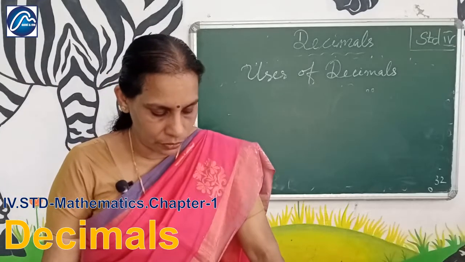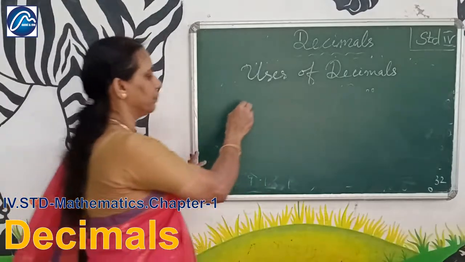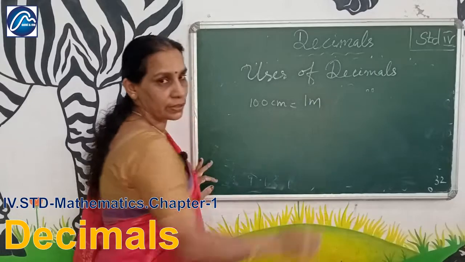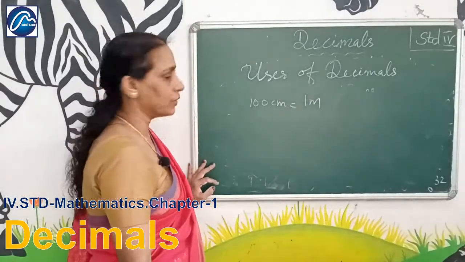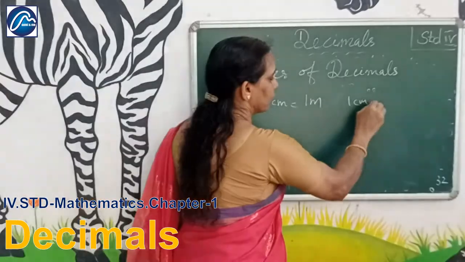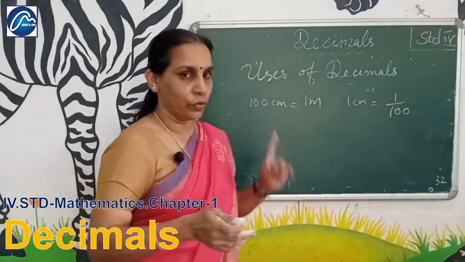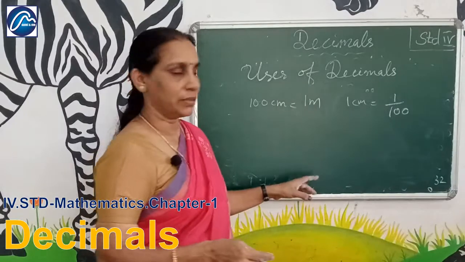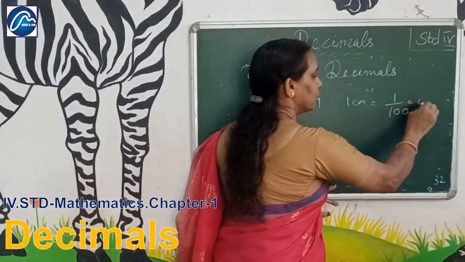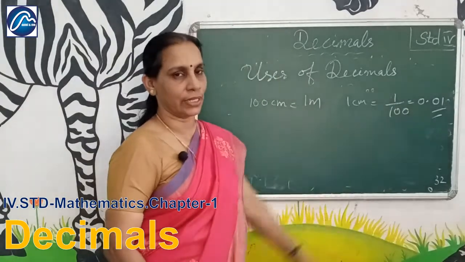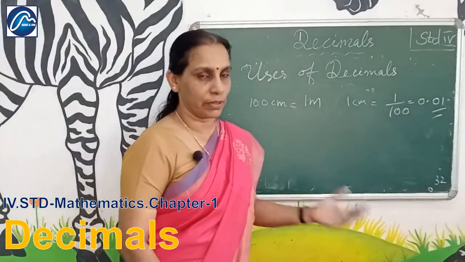And then also 100 centimeter equal to 1 meter. 100 centimeter is equal to 1 meter. So 1 centimeter is equal to 1 by 100 meter. It will be written as 0.01 because there are 2 places. So we will put 2 decimal places.